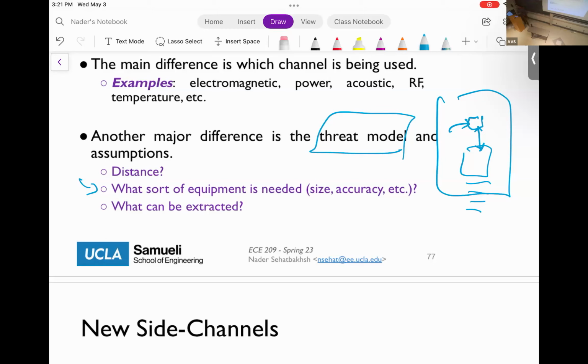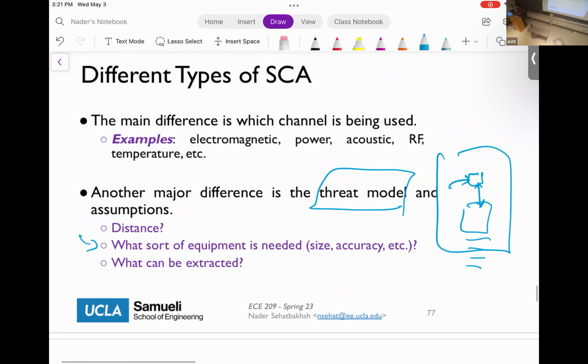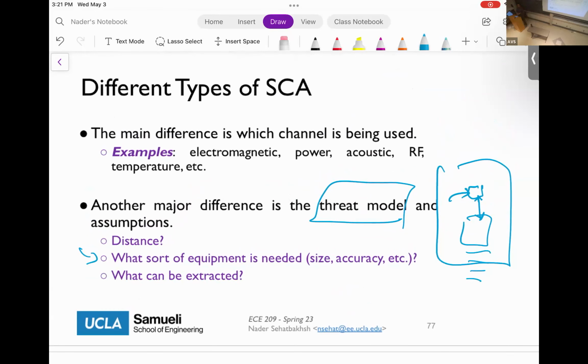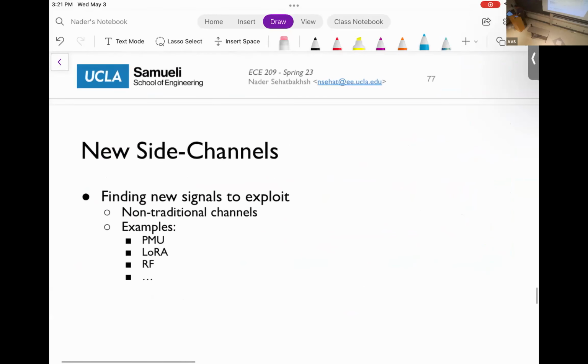And then finally, of course, what can be extracted, right? Can I attack RSA or AES or any sophisticated cryptography algorithm, or is it more of a simple analysis that they can do, and so on and so forth, okay? So the difference between side channels, in summary, is the channel that they're using and the threat model that they're using. Okay, so keep that in mind.